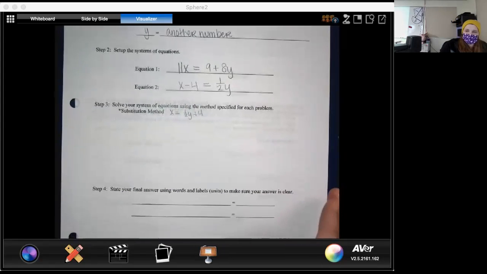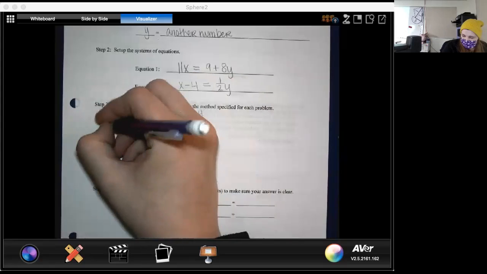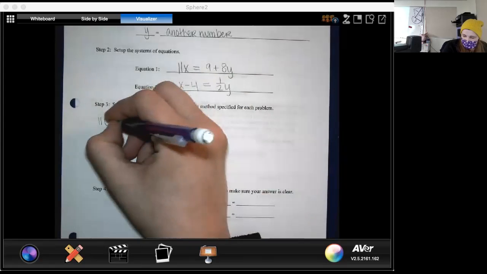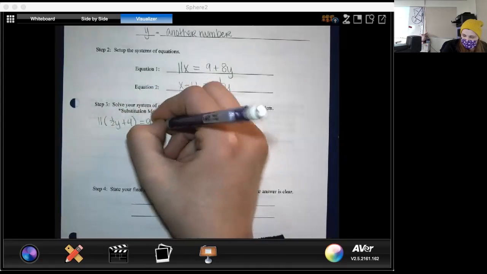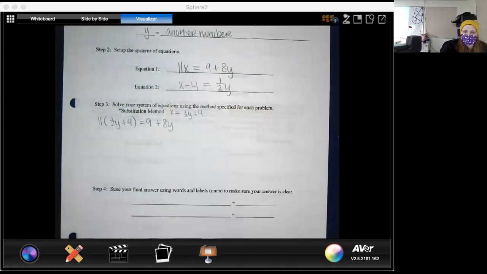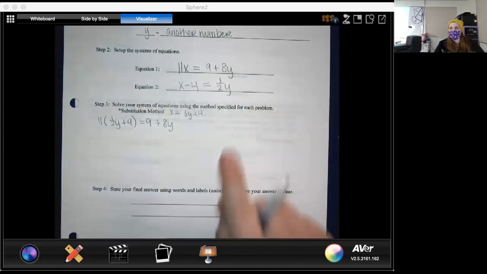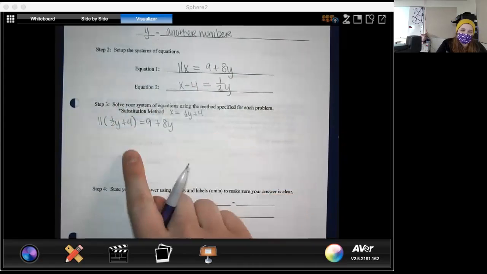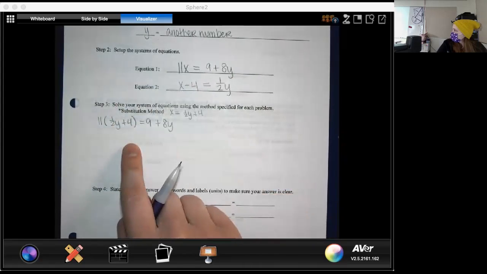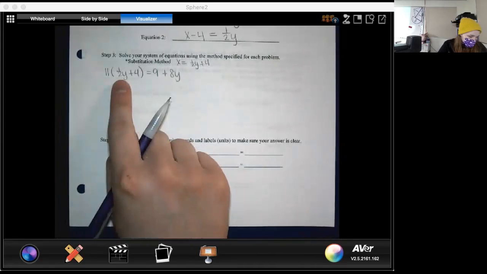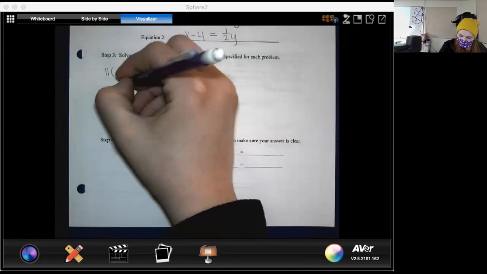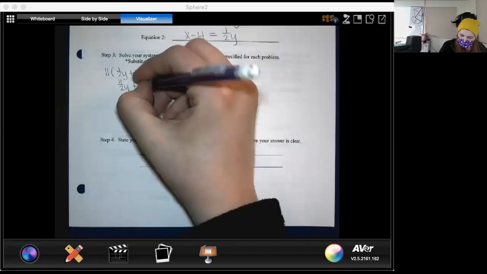So we're going to substitute that into the first equation for x. That means we're going to have 11 times 1/2 y plus 4 equals 9 plus 8y. Okay, so again, we substitute in half y plus 4 in for x for the first equation. Now we got to simplify. Now keep your fractions. 11 times 1/2 would be 11 halves y plus 44.